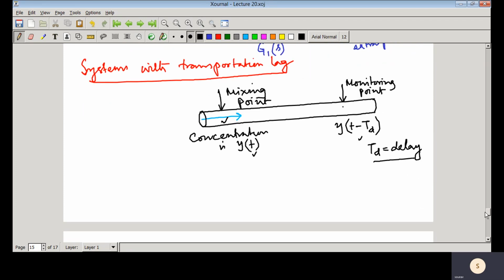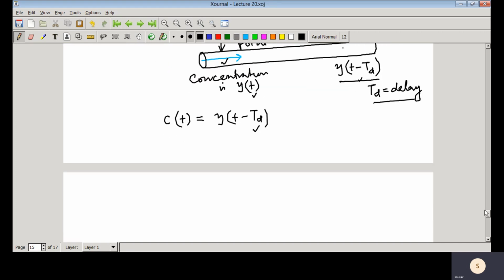So here if we want to model it, then what would be the output? The output is actually Y(t minus Td). So we can write that output C(t) equals Y(t minus Td). This delay is coming because of the transportation lag. So this is called the transportation lag. Now if we take the Laplace transform, C(s) would be e to the power minus Td s times Y(s). So now what would be C(s) by Y(s)? C(s) by Y(s) equals e to the power minus Td s.